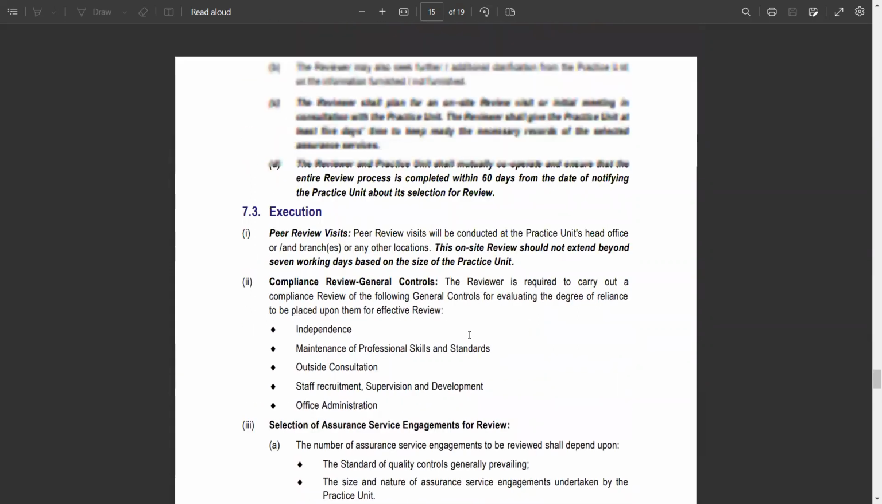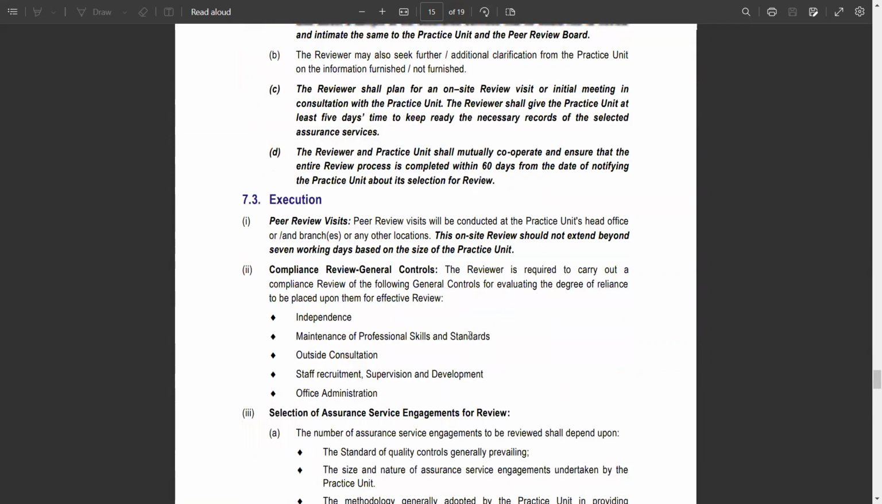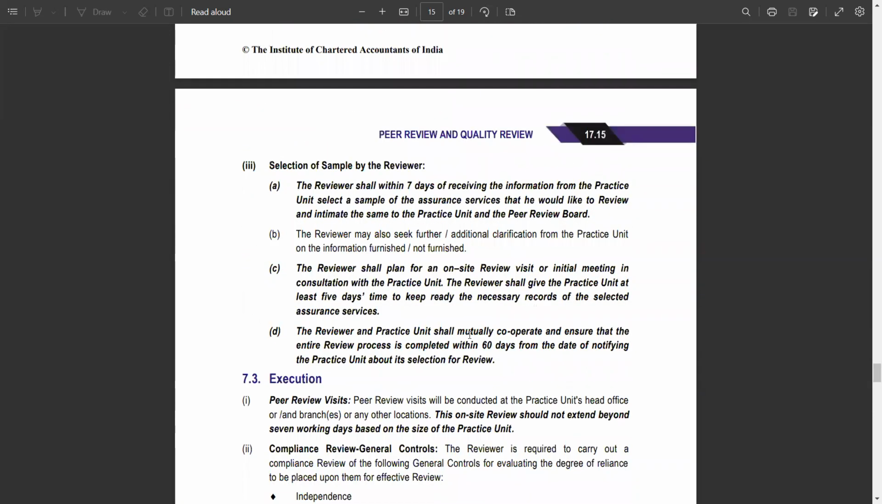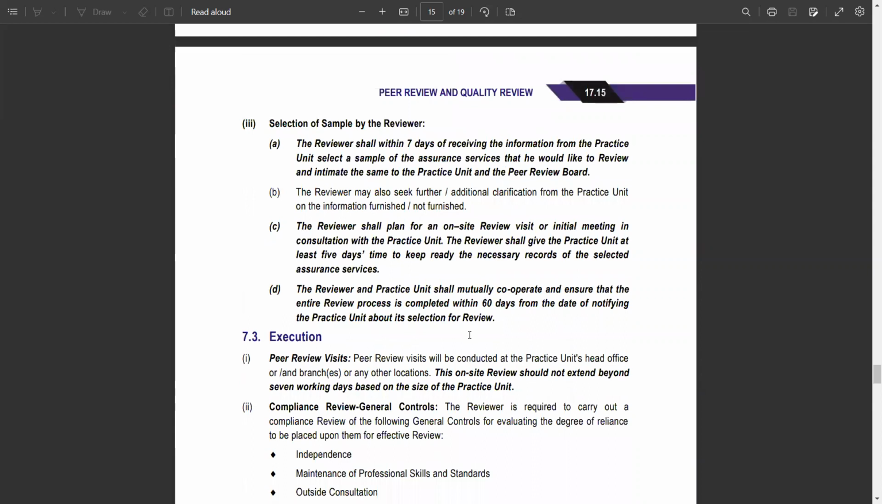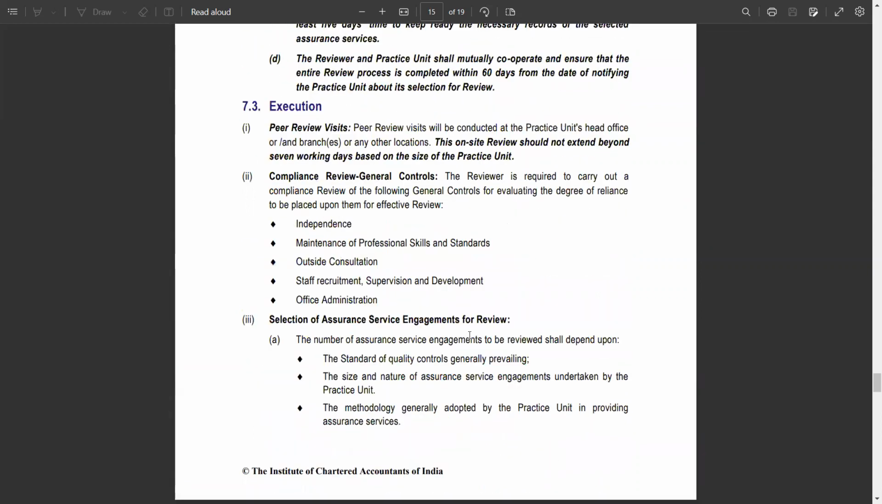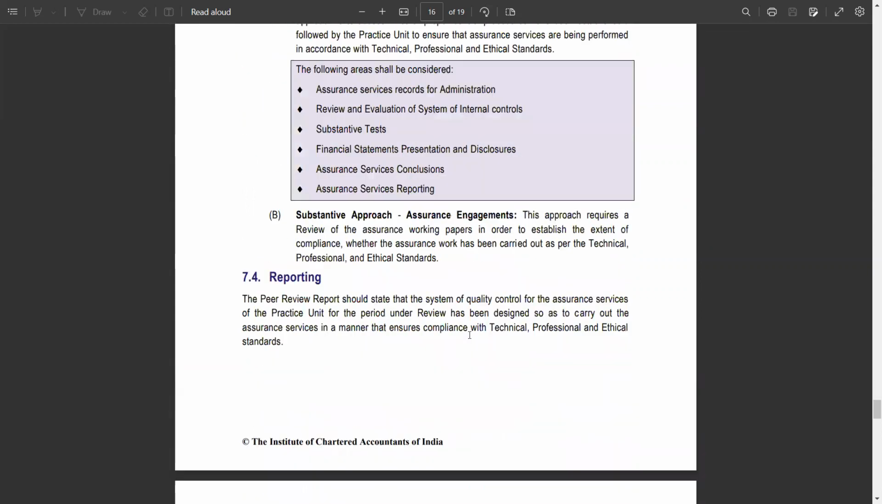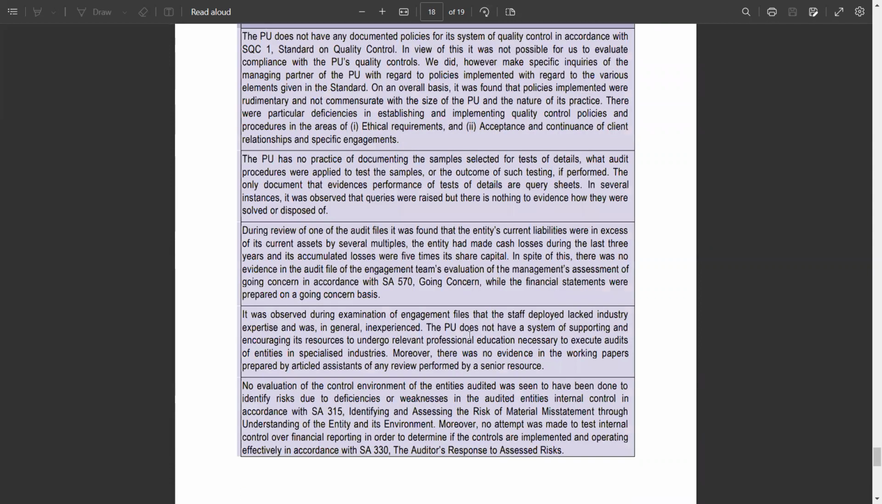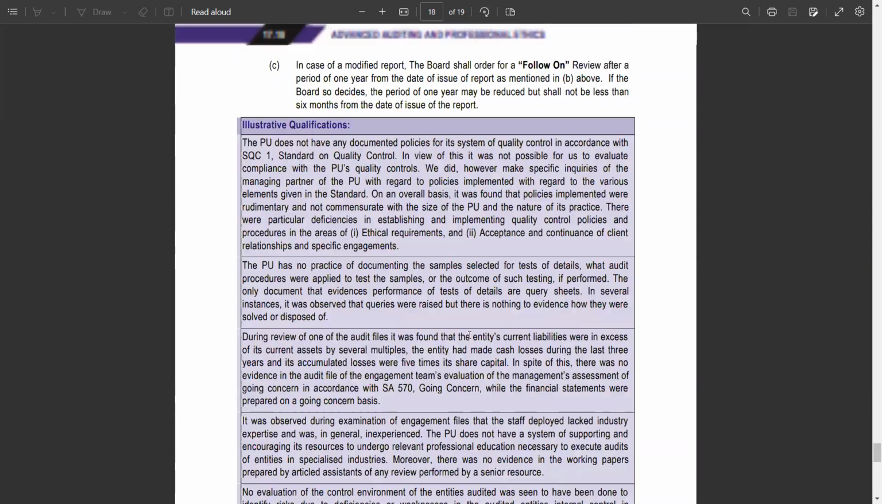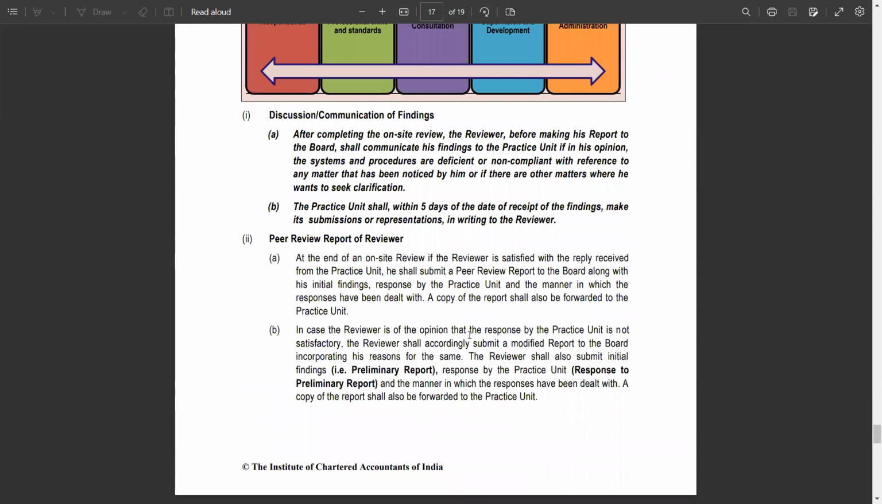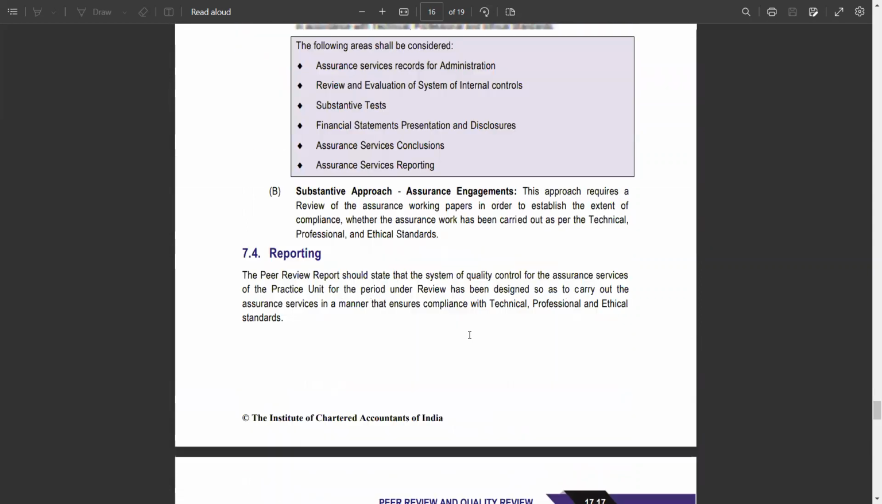Okay. Since we have covered till the peer review procedure part, we will cover the execution part and the reporting and other areas in the next part of the video.